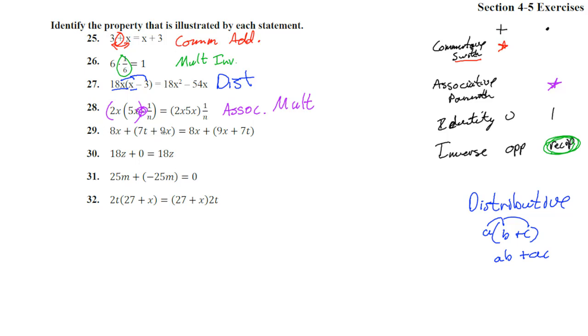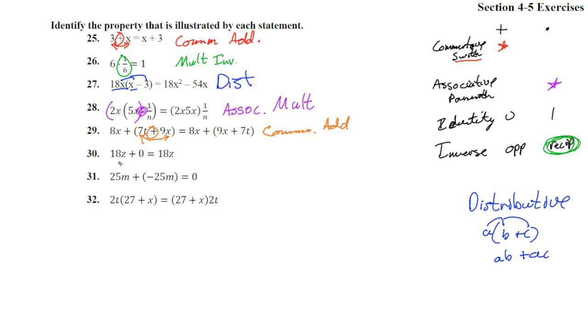8x plus 7t plus 9x equals 8x plus 9x plus 7t. This does have parentheses in it, but don't be tricked. We're not moving the parentheses. We are switching these orders around a plus sign. So that is, again, commutative because we're switching orders, commutative, around a plus sign. So that's commutative property of addition again. Good. Number 30.